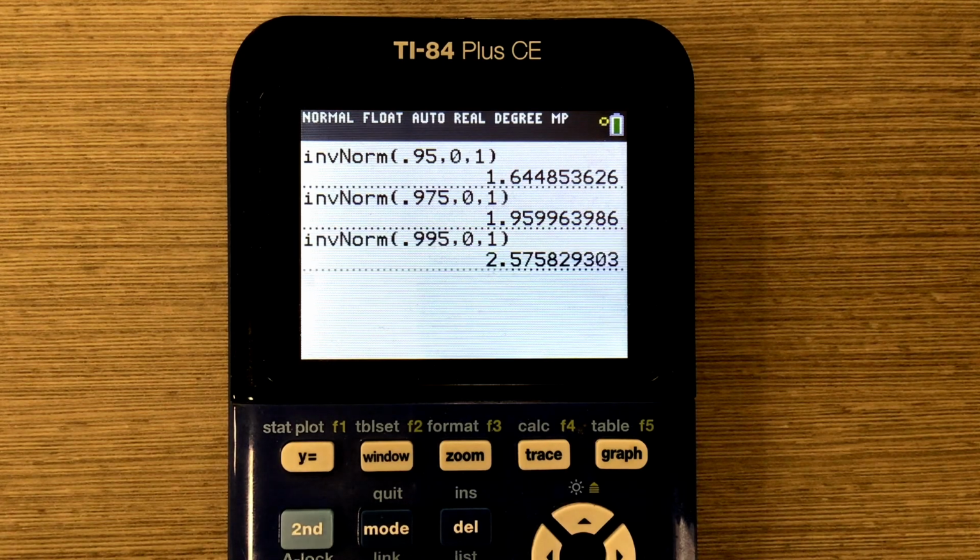Press paste, 2.576. That is what we said the Z-star value is. So there you go. If you ever forget, you've got your calculator nearby, you can find your Z-star values by doing this.